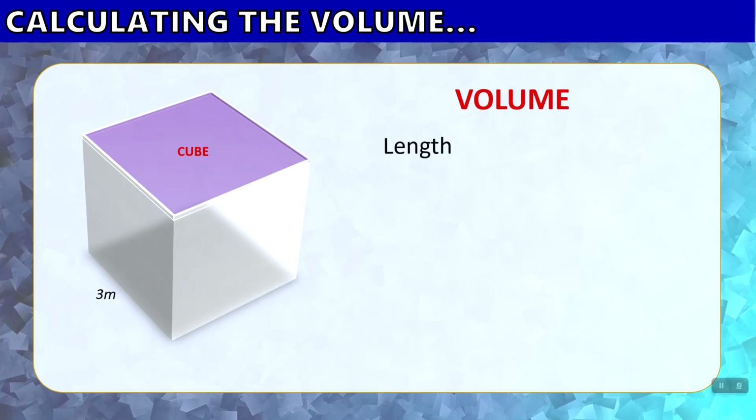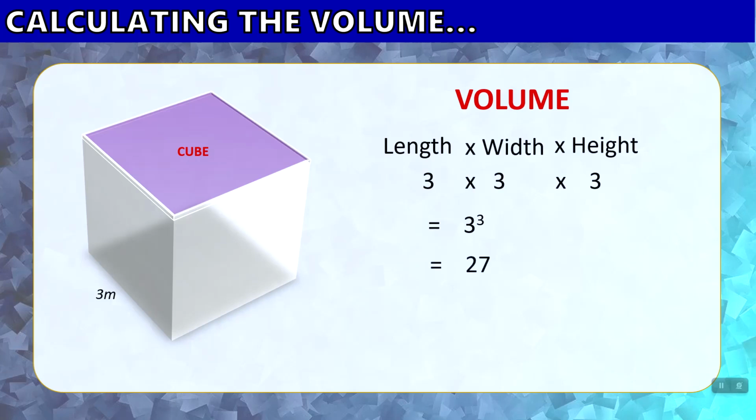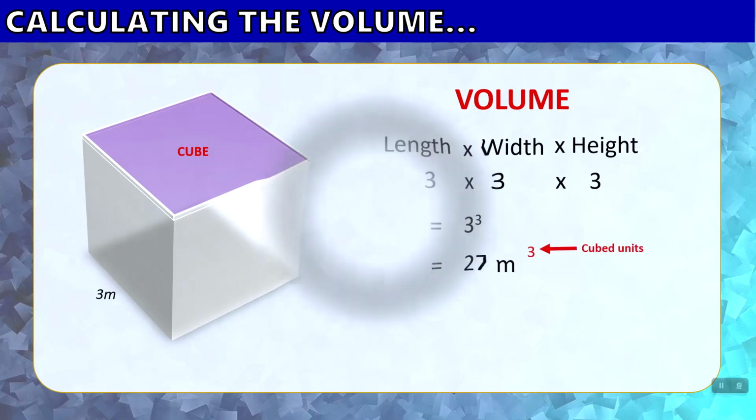And so let's calculate the volume of this particular cube. You can see that there is a length of 3 meters. But there are no other lengths listed. We know, though, that a cube has every side the same length. And so the formula we will use is length times width times height. And if the length is 3, then the width is 3 and the height is 3. So 3 times 3 times 3, which we can state as 3 cubed. And we know that 3 times 3 is 9. 9 times 3 is 27 meters cubed. Remember, the 3 is cubed units.